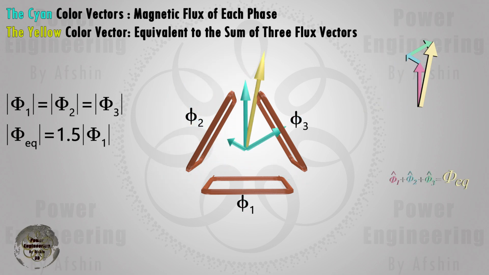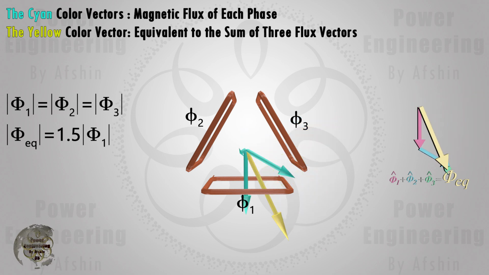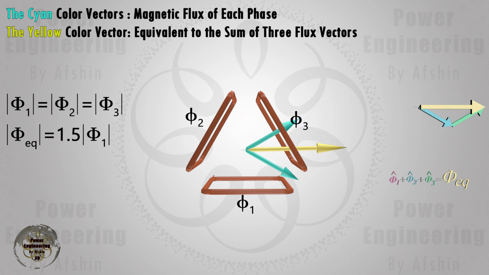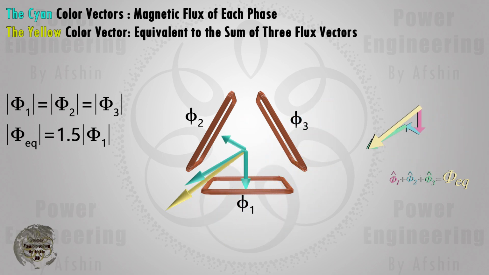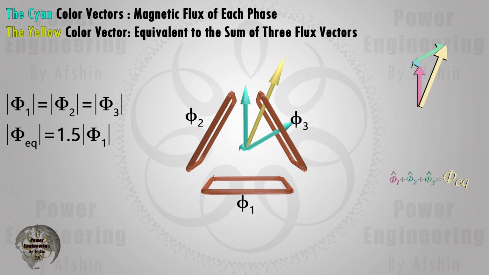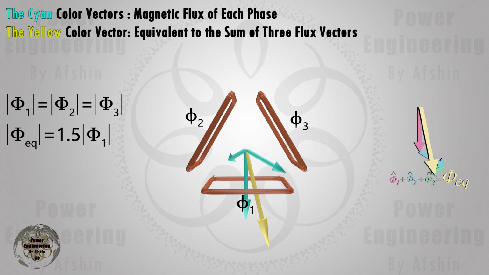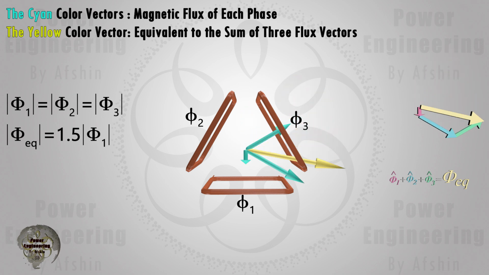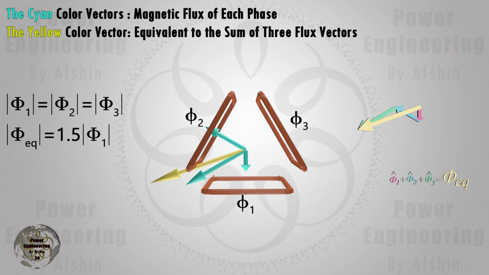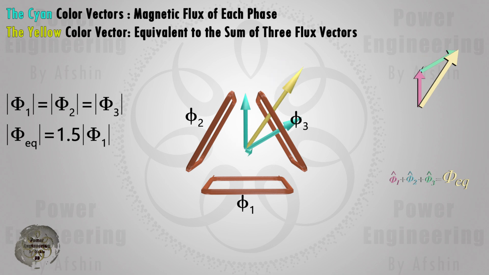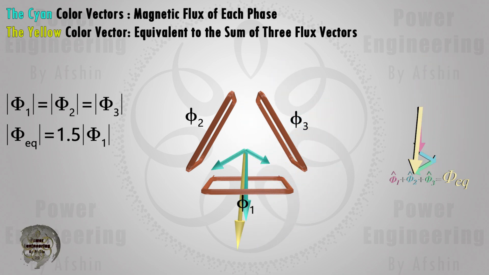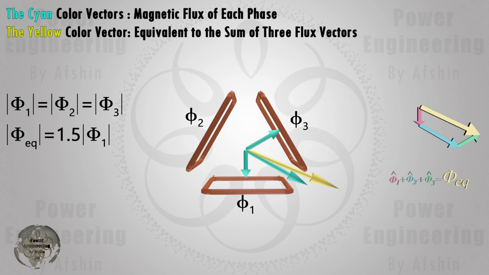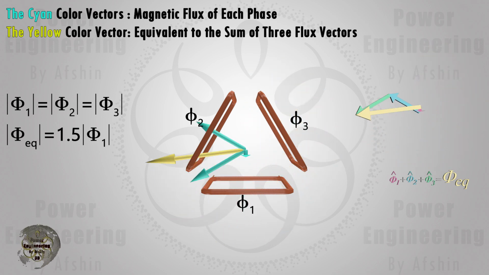This vector represents the combined flux of the three coils, depicted in yellow. The amplitude of this vector is 1.5 times the flux amplitude of each coil. The rotational frequency of this flux vector is directly proportional to the frequency of the voltage applied to the coils. As the frequency increases, the flux rotation speeds up, and vice versa. In subsequent videos, we will explore the factors influencing the speed of this rotating field.